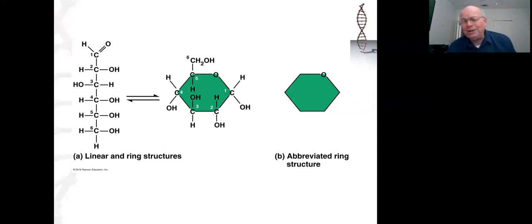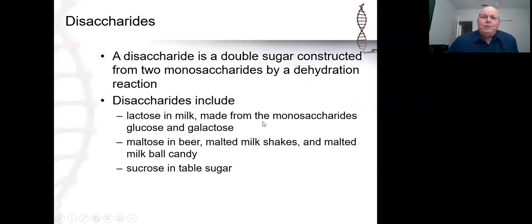You don't need to know how it takes place, just that it does, and that there are linear and circular forms of the sugars, particularly the 6-carbon sugars like glucose and fructose, which are the ones we primarily focus on. So once we understand that we have this ring form, let's take a look at how we link them together. Not surprisingly, it's going to be a dehydration reaction. The simplest forms are known as disaccharides, where we take 2 monosaccharides and link them together.